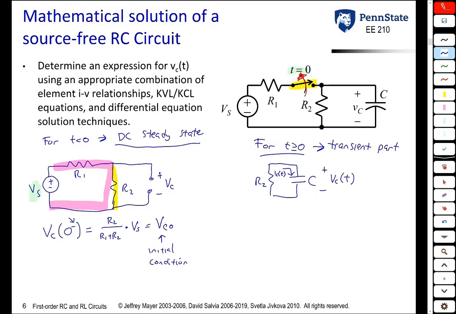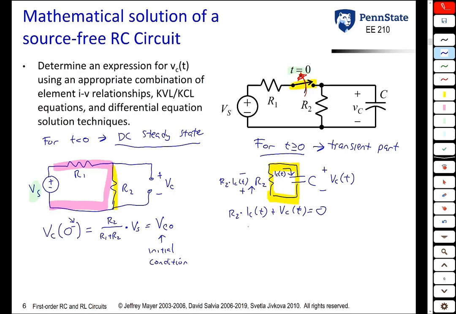To analyze this circuit, let's do KVL. Let's start at this point down here. Let's go through the resistor and then through the capacitor and see what we get. Going through the resistor, we're going to get a voltage drop because the current through the resistor is going in this direction and it's ic. The voltage across that resistor is going to be R2 times ic of t. So using KVL, we get R2 times ic plus Vc is equal to 0.